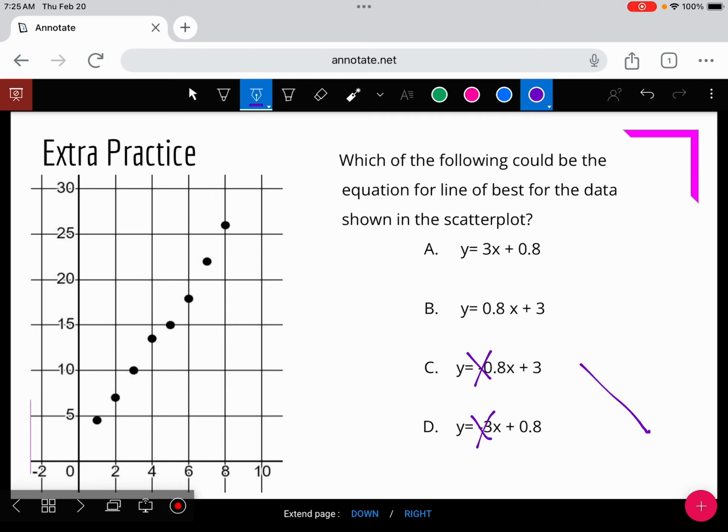So what we're really trying to figure out here, and yes, we could look at those y-intercepts, but honestly, I think it's going to be easier to figure out the vibe of the slope. So when we're thinking about a line of best fit, it's going to be something that looks like that. So find a couple of points.